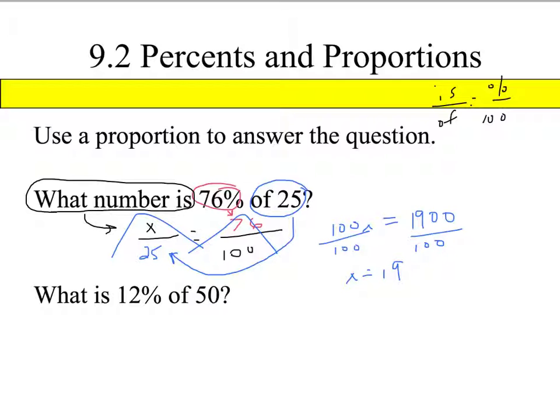Now I want you to try the second one. Is over of is equal to percent over 100. Give it a shot.